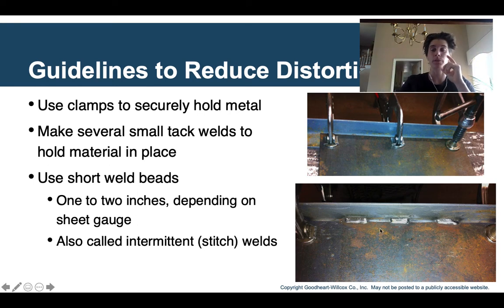But if you're doing something super long, a couple feet or something, you can do these short welds, what's called stitching welds. You could even, on the other side, do a weld here, offset, and a weld here instead of a weld on the exact opposite side. And that will help you to keep stuff straight and reduce all kinds of distortion.